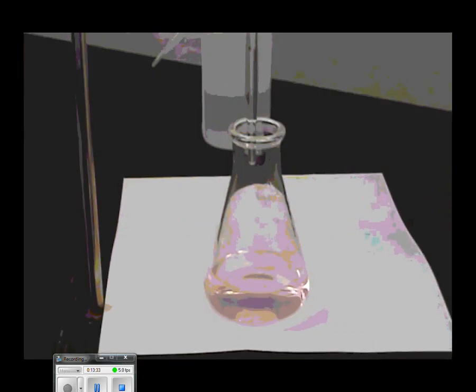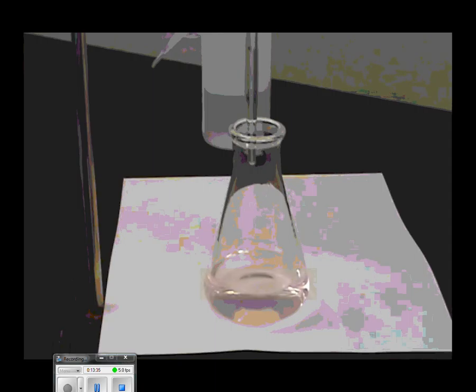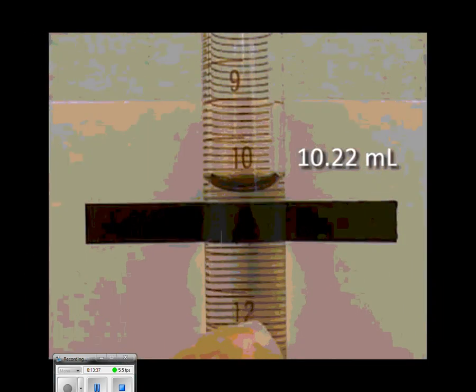The endpoint is noted by a faint color that is persistent for at least 10 seconds, but not permanent. Obtain a final reading. The volume titrated is the difference between the initial and final reading. The concentration of your analyte can now be calculated.